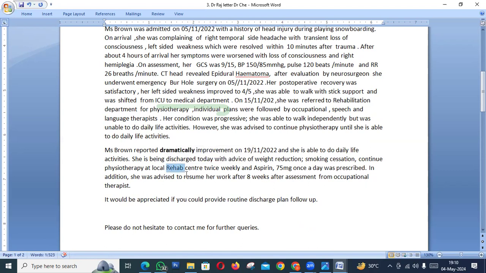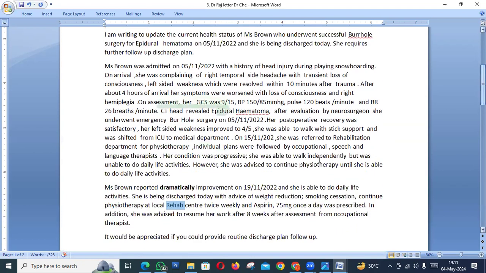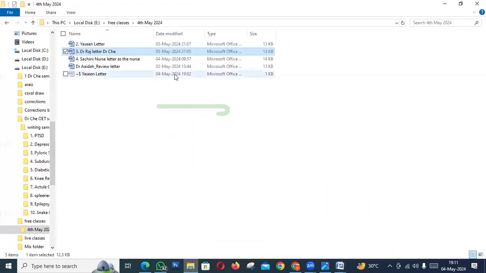Aspirin should be small. Overall, Dr. Raj, your English is not bad, very good. You can easily improve. Okay. If you can rewrite this letter, that would be great. Okay.